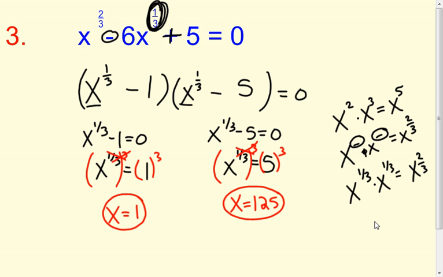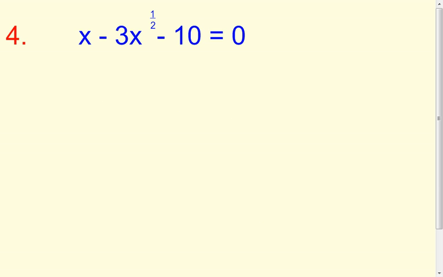But they won't always check. So you have to plug them in and check them. Otherwise, you might have what are called extraneous roots. And we'll talk about that in a couple problems here. All right, this is very similar, you guys. So if you want to, again, fast forward through this one, I think you'll probably be okay.